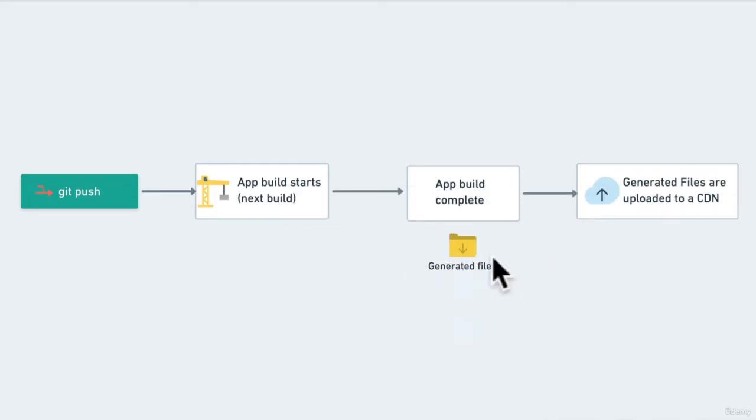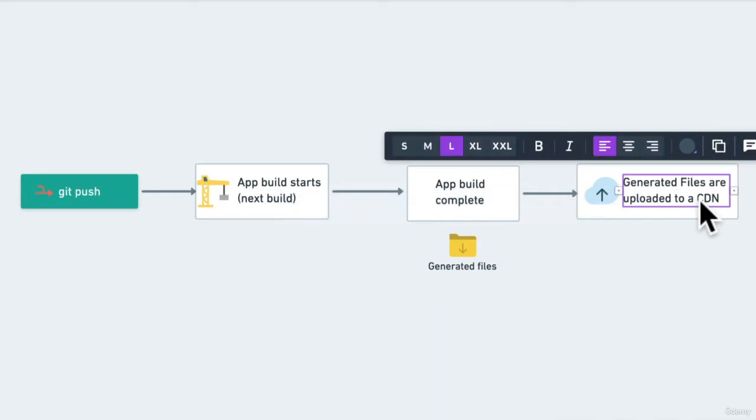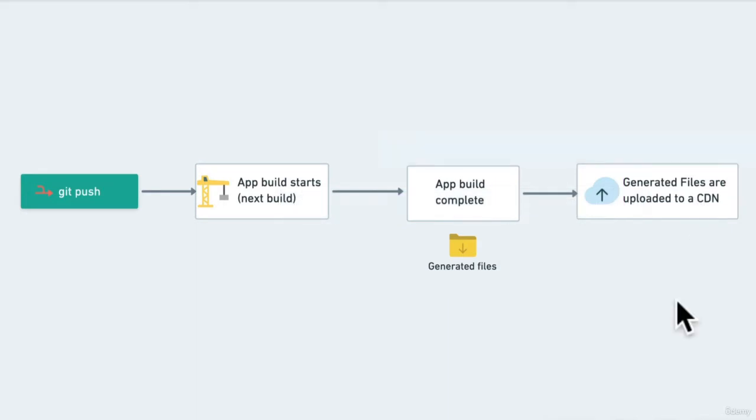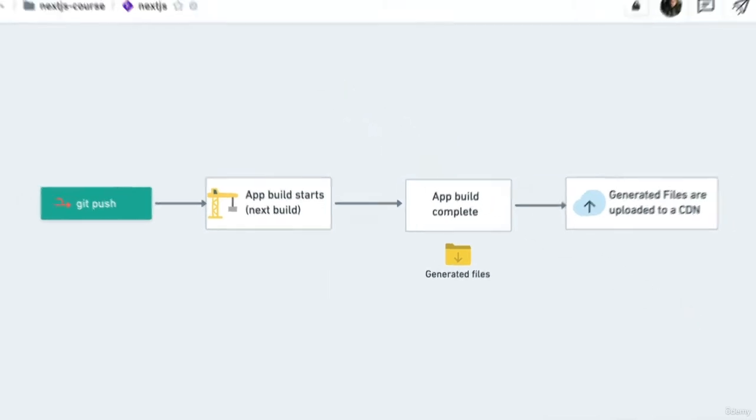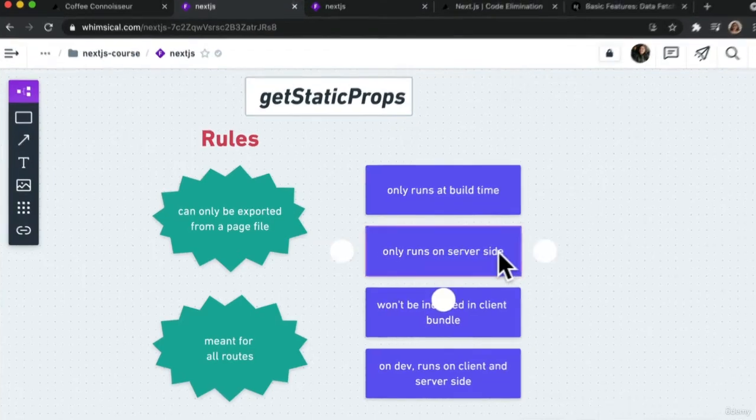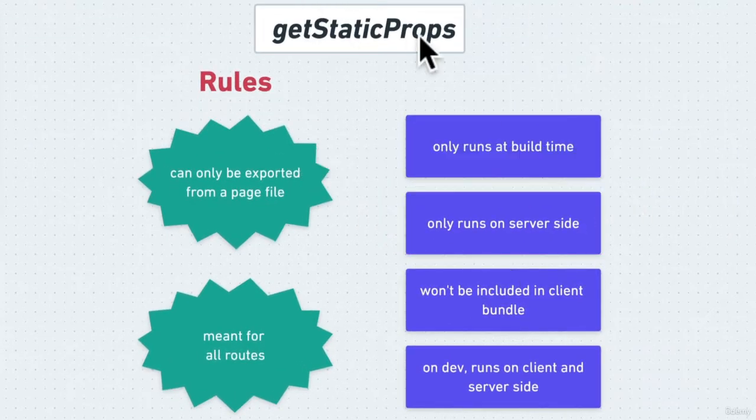All those generated files are then going to get uploaded to a CDN. So any user that will access our homepage in the future is going to get the cached version. So it will be really, really fast. The other thing is getStaticProps only runs on the server side and it won't be included in the client-side bundle. And these 2 points work hand in hand.